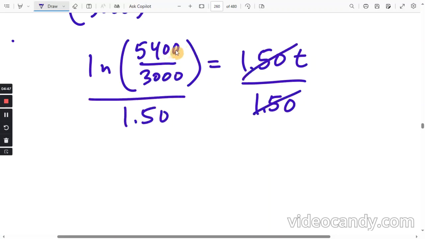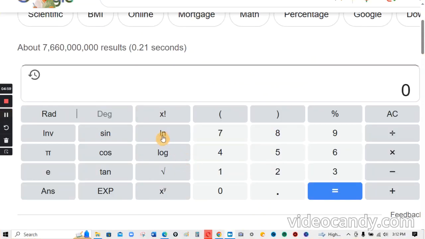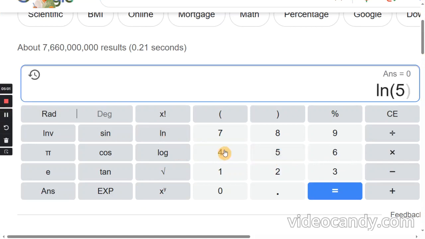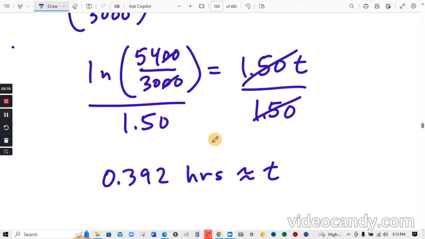Okay, you can cancel the zeros at least. Divided by 100 top and bottom, it's 54 over 30. ln of 54 over 30, whole thing divided by 1.5. All right, ln of 54 over 30, close parentheses, that whole thing is divided by 1.5, hit equals. I'm going to do 3 decimals. We're looking at 0.392. All right, 0.392.